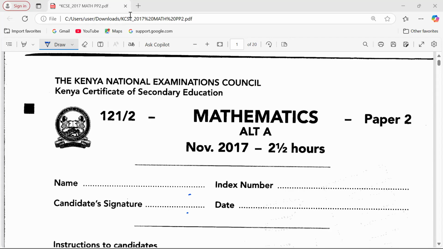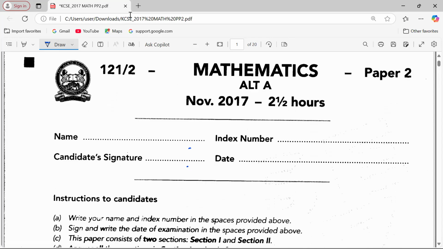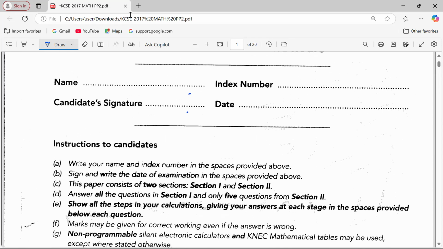We're going to discuss the KCSE 2017 Mathematics Paper 2, Section 1.